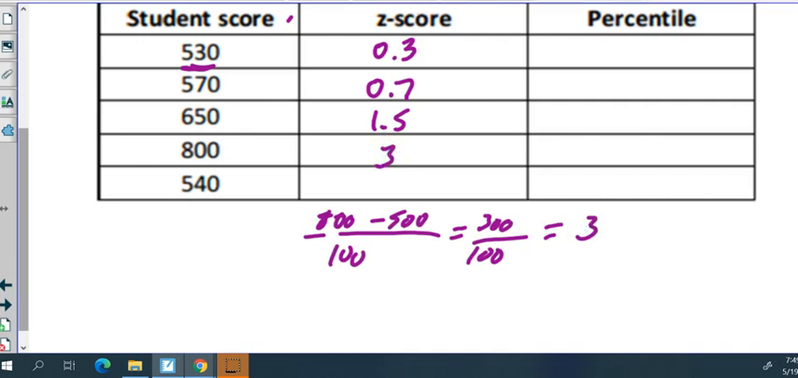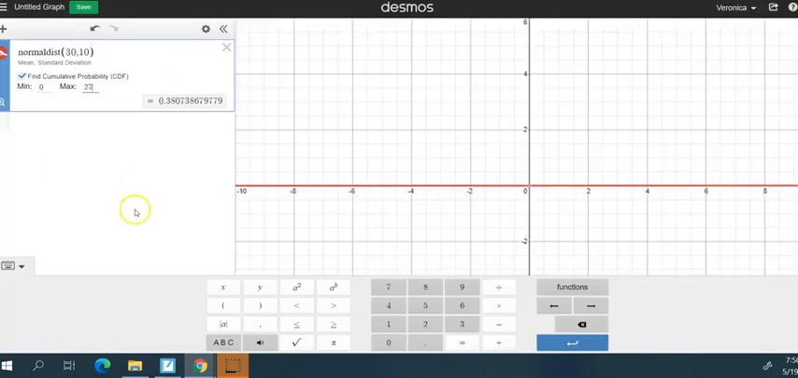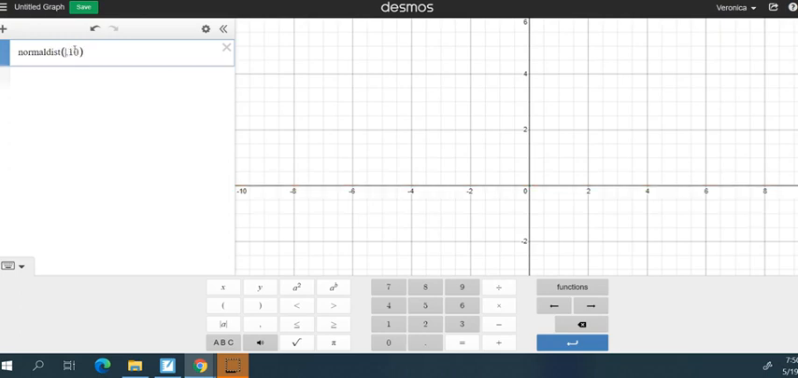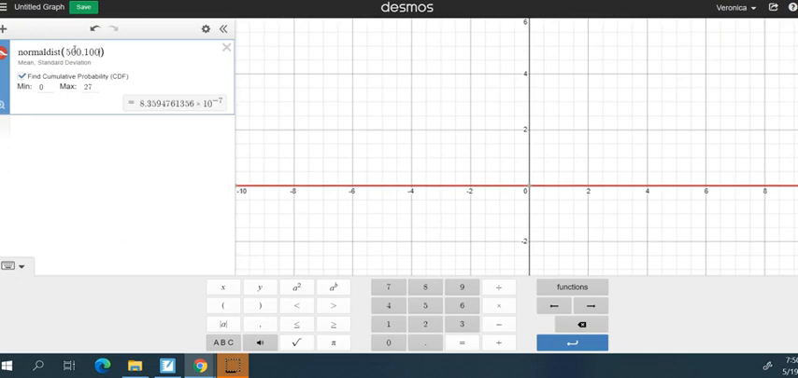And then your last z-score, you're dealing with a data point of 540. When you subtract, you get 40. When you divide, you get 0.4. So those are all my z-scores. And now we're going to head over to Desmos and figure out the percentile for that, okay? So what I'm going to do, I already have this normal distribution stuff set up, so I'm just going to erase that mean, and I'm going to put in the mean of 500. And my standard deviation of 100.